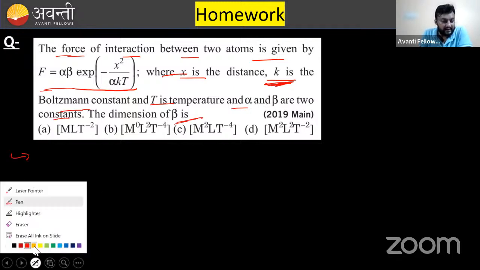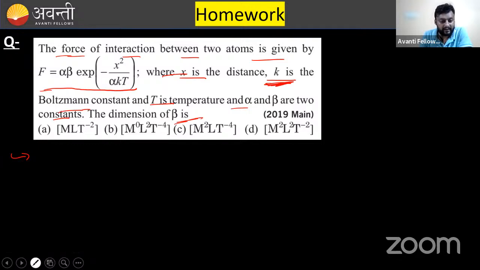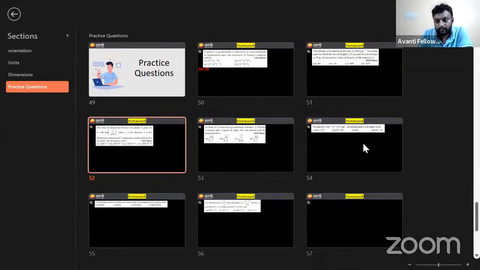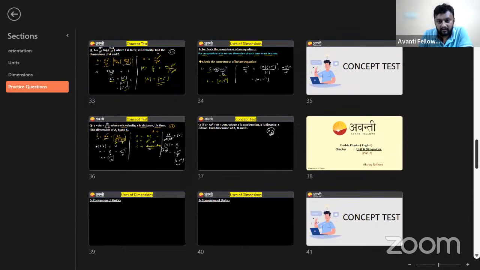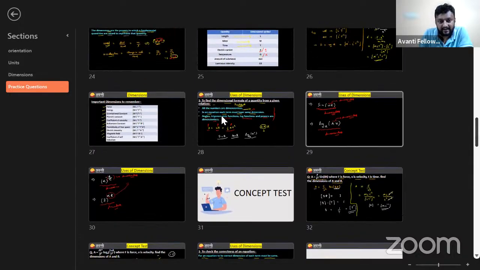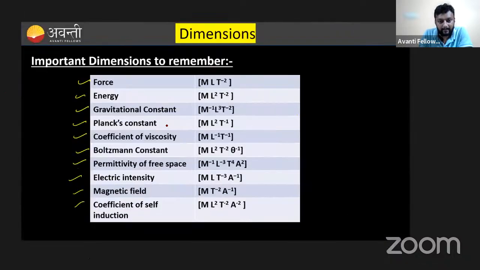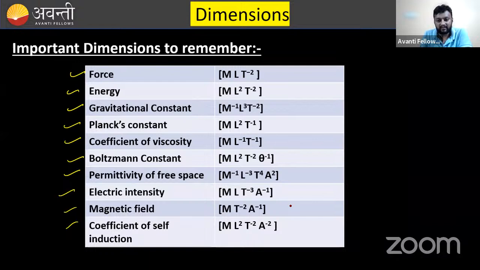And that table I have prepared based on my experience, that these are some basic dimensions. If I can show you that table from the previous class, that table I was saying. Do you remember this table? During the last class, I gave you this table to remember.